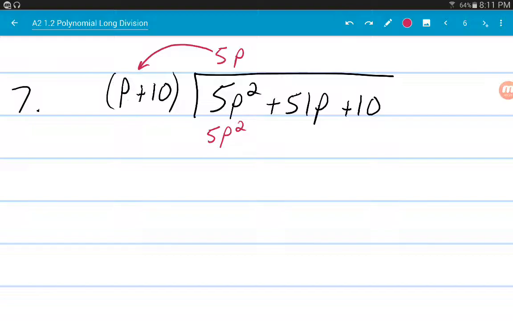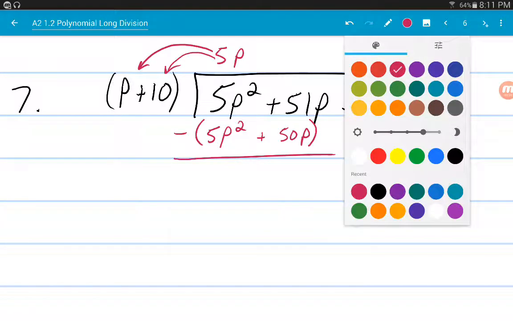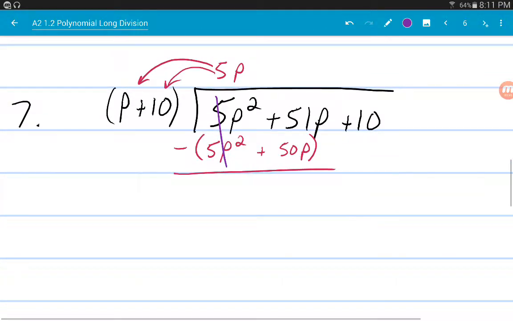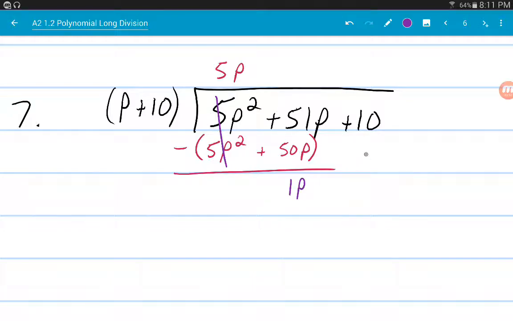So 5p times p is 5p squared. We also have to multiply that onto the 10. So times positive 10 gets me positive 50p. Now I always do this, parentheses and then subtract. 5p squared and 5p squared cancel out. That's how I know that I'm right on the previous step. And now 51p minus 50p is 1p. And I can bring down my next term, which is positive 10.